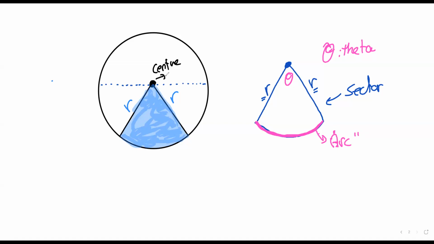Of course, we all know that the total angle is 360 degrees. So this angle theta could be less than 180, like in this case over here. In that case, we say that my sector is a minor sector.